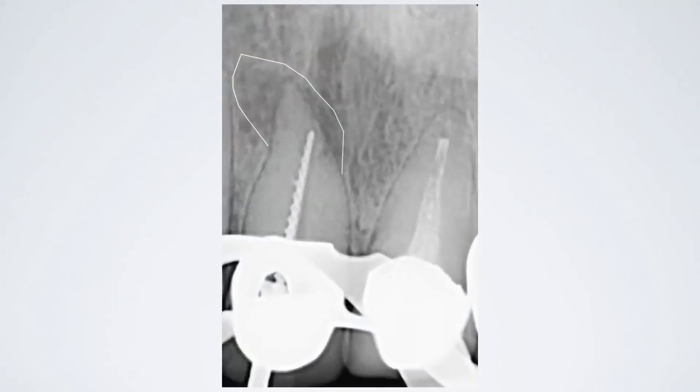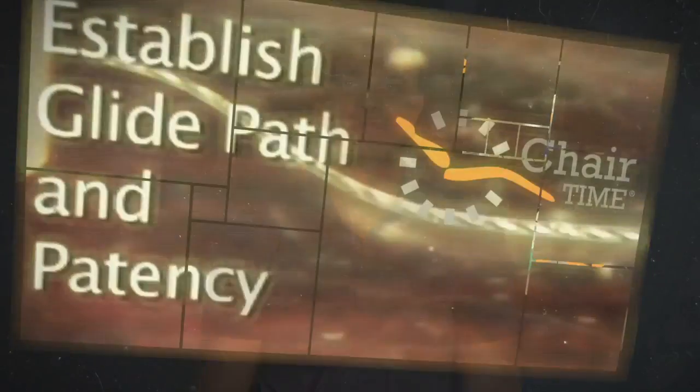When I take my check film here, it can be seen that the lesion extended even more initially than is suspected. Therefore, irrigation will be crucial to the success of this case. As you can see, once you get to working length, the final shaping is a breeze.